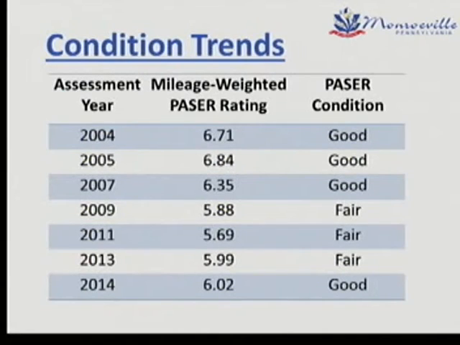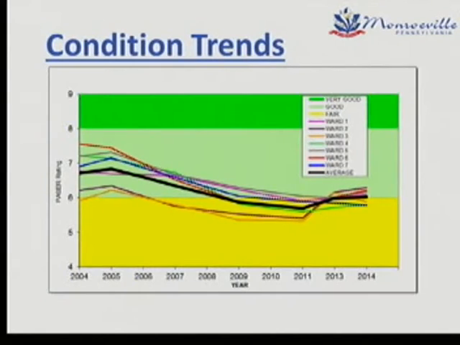So then, since we use a numerical system, we can look at trends. We started this methodology back in 2004, so you can see how the PASER rating for all of your roads trended over time. So we were good, we dipped down to fair for a while, we got back up to good last year. And here's a graph that shows that.